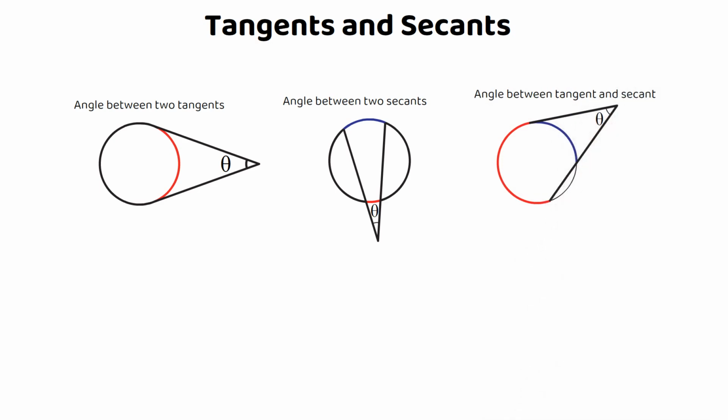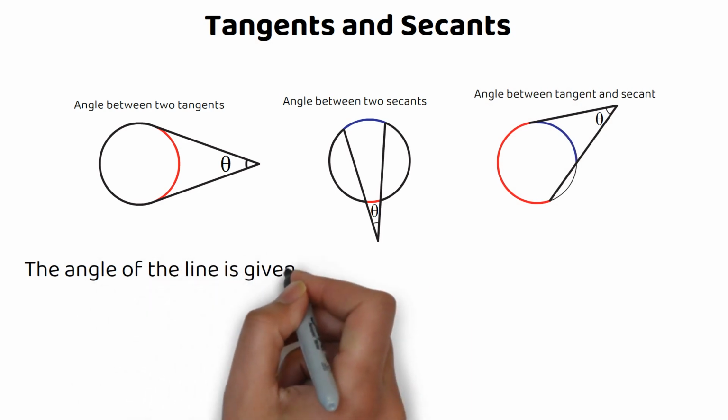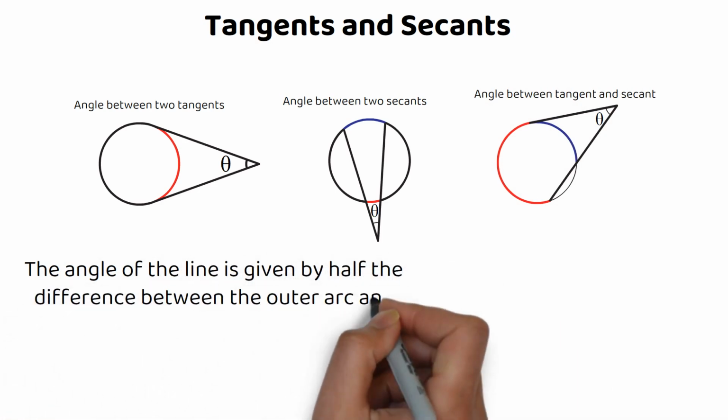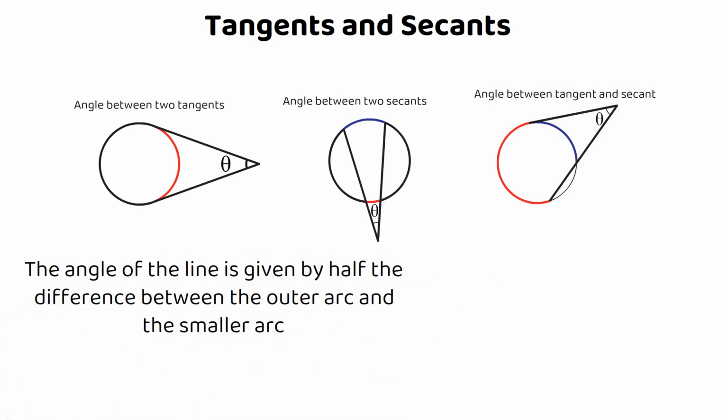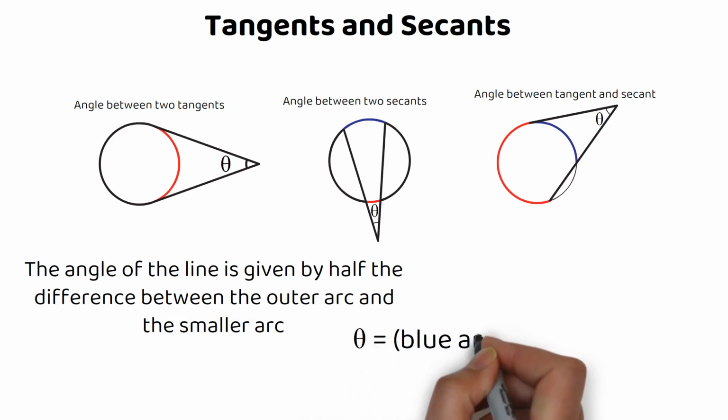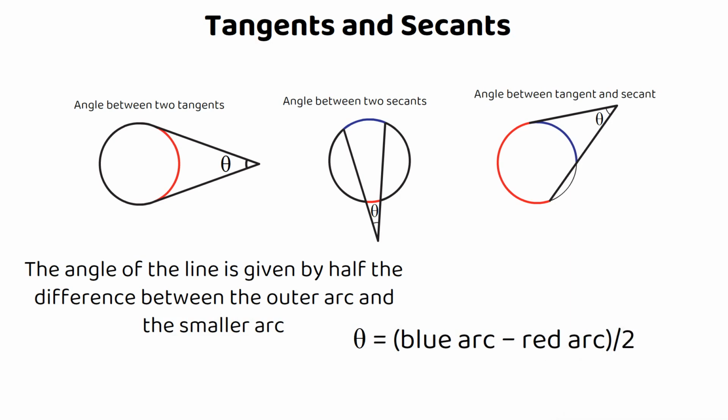In each of these 3 cases, the angle of the line is given by half of the difference between the outer arc and the smaller arc. That is to say, in this diagram, theta equals the blue arc minus the red arc, divided by 2.